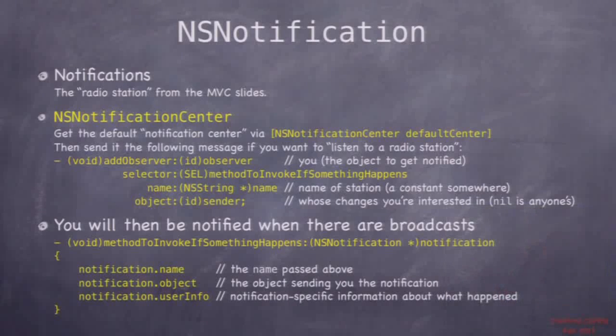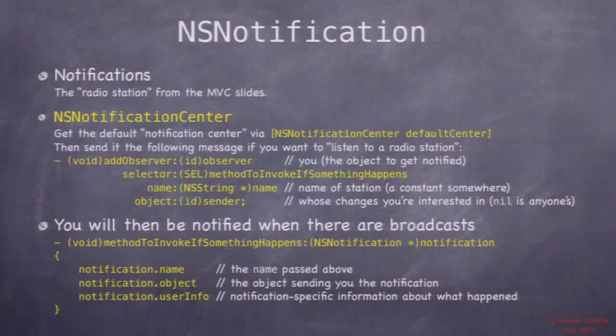Okay? The method that's going to get invoked here, method to invoke if something happens, always has one argument, which is an NSNotification. Inside an NSNotification, there are three properties. One is name. That's the name of the radio station, same thing that was passed above. Object, okay, that's the object sending you this notification. So that would be the sender in the thing above. And then userInfo, which is an id. And to know what that is, you have to know what the person who broadcasts on the radio station says they will provide there. Does that make sense?